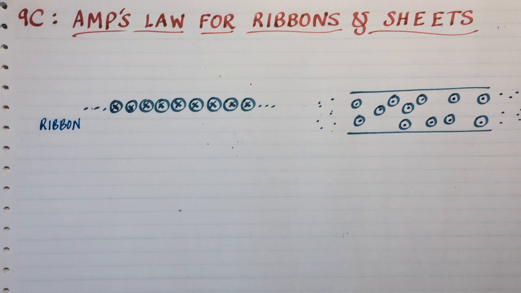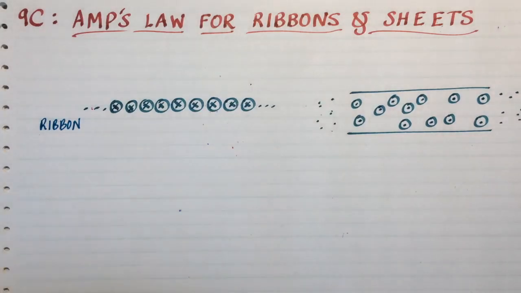So in this video, we'll be looking at Ampere's law for ribbon cables and sheets. This is no longer a cylindrical symmetry situation, so we have to use a slightly different choice of Amperean loop. Other than that, the details are going to be about the same.